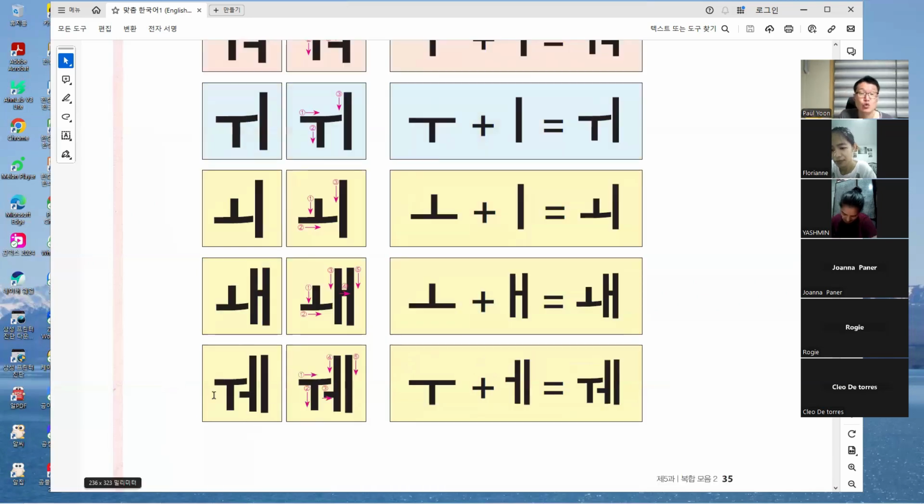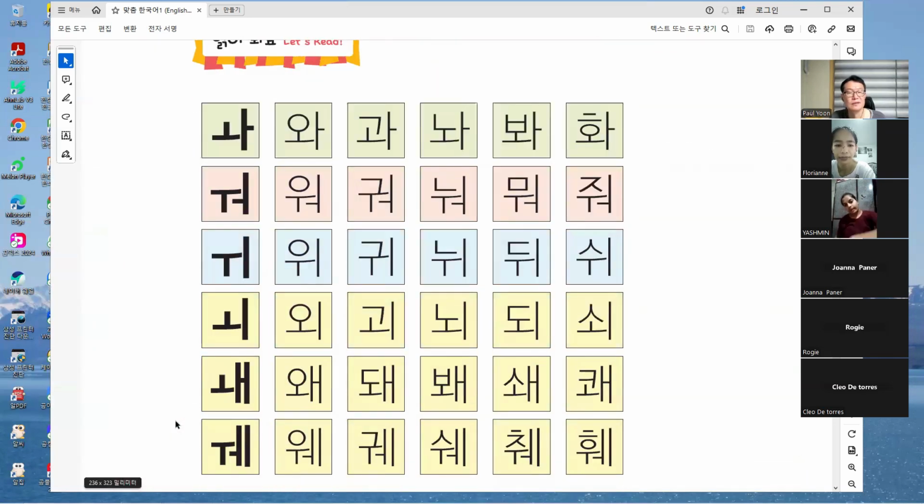And last, this one. U. E. Right? We. One, two, three, four, five. We. Okay. We. Let's practice. So this one is also just a vowel. So make it to express the vowel sound. We need a vowel and a consonant as well. So this one. Wa. We.